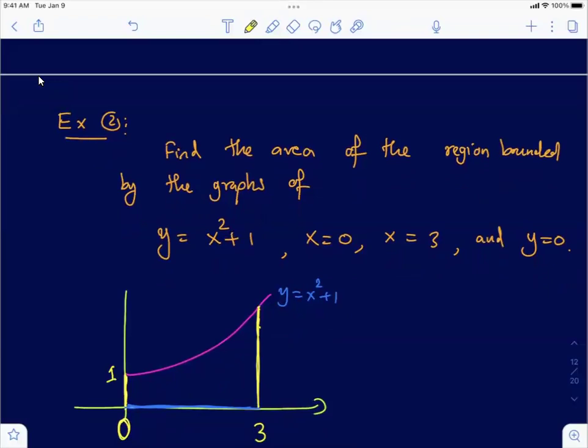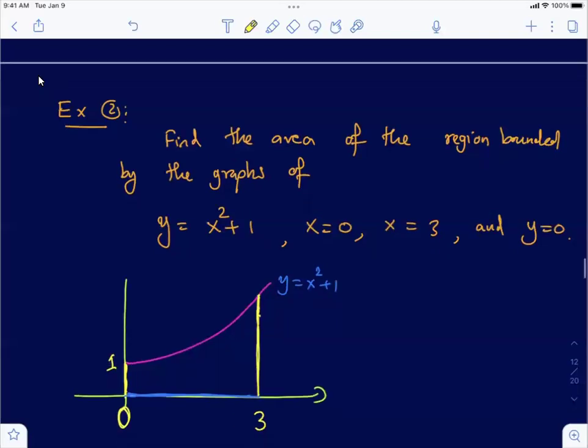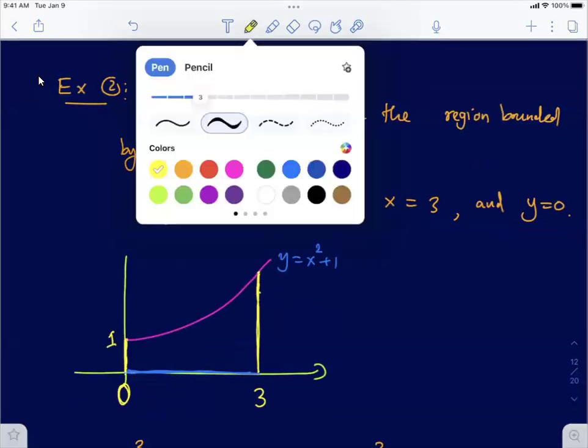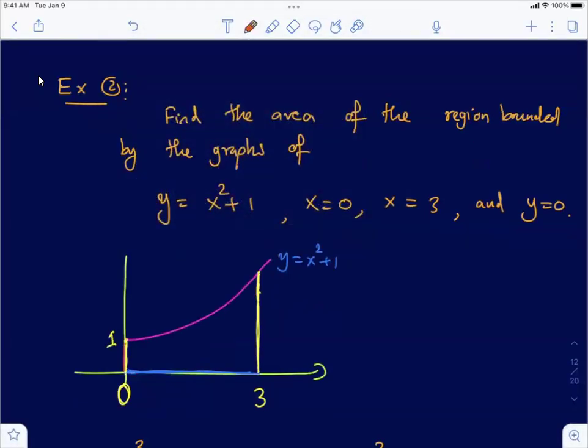So that's exactly what we see. At 0, it's going to be 1, and then it curves up. And then x equals 0 and x equals 3 are vertical lines that you see here. Let me just draw them in red color. So this is 1, x equals 0, and it goes all the way up. But I do not need to draw the whole thing, because it's just about this region that we need to be concerned about.